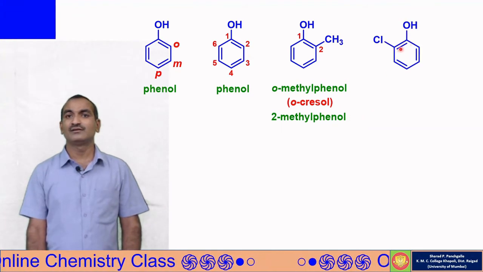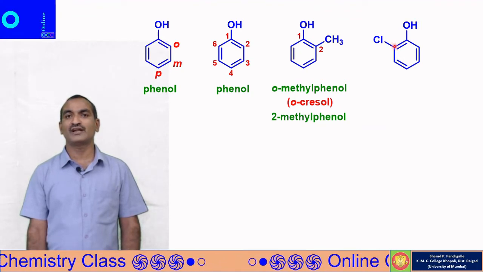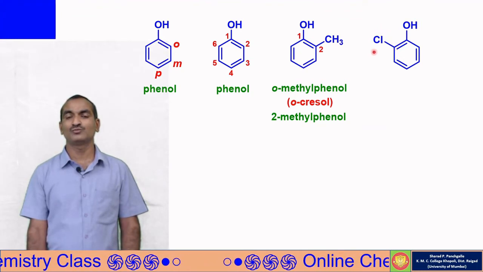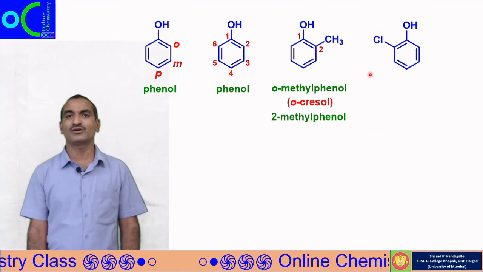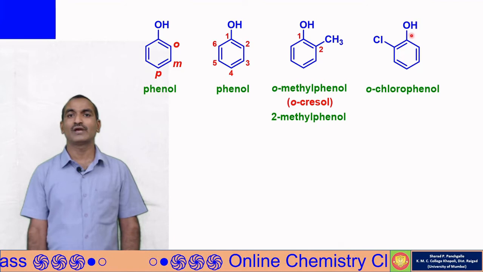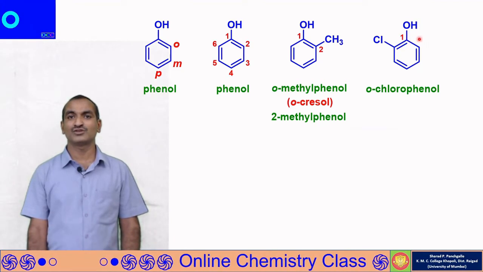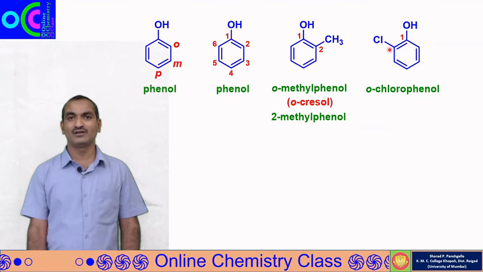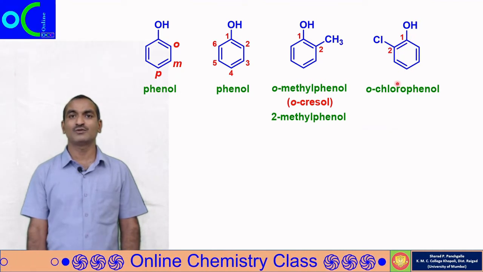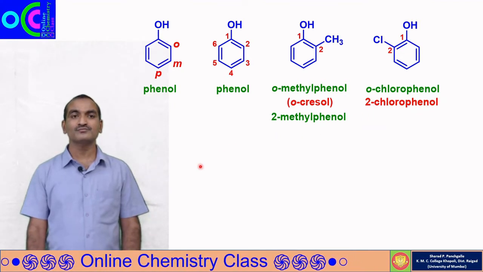Similarly, in the next example, this is the ortho position. At ortho position there is a chloro group and the compound is phenol. So this is known as the ortho chlorophenol. According to the IUPAC nomenclature, the carbon on which hydroxy group is present is position number 1. Adjacent position is position number 2. So this will be the 2-chlorophenol.